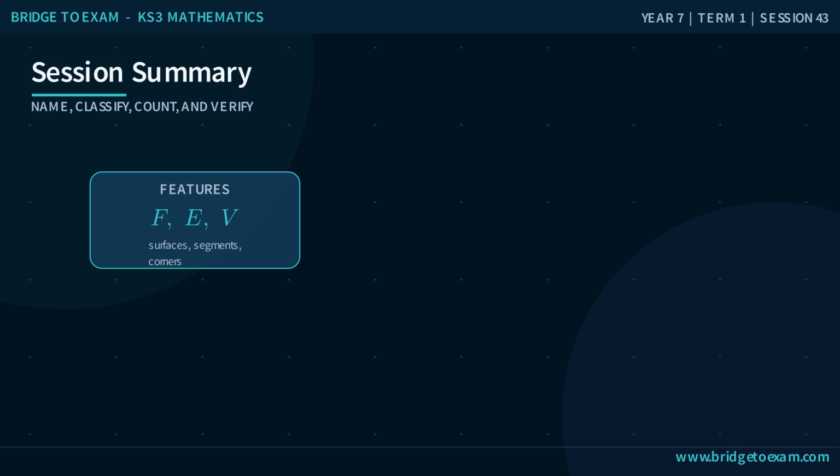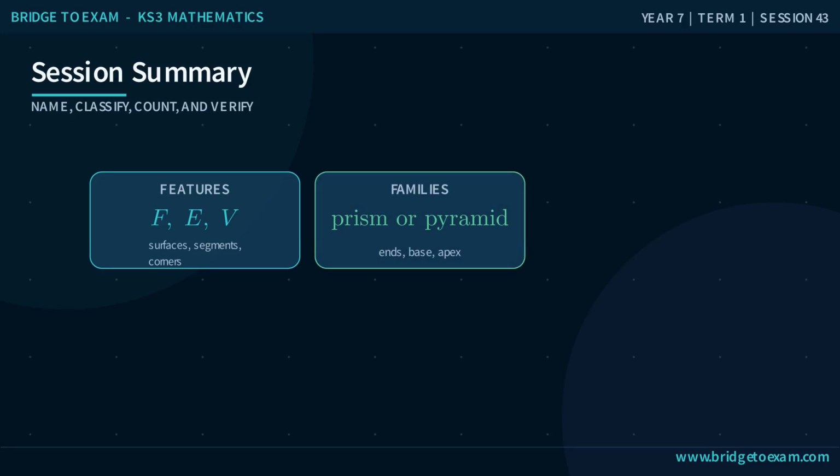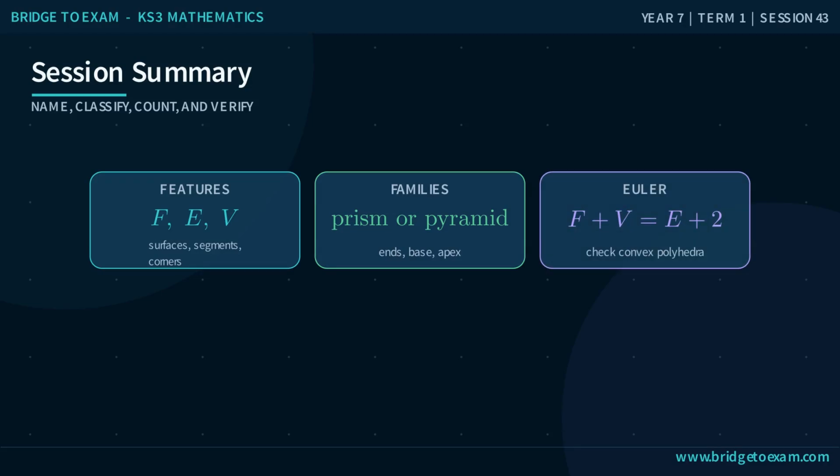Let's wrap up. Faces are surfaces, edges join faces, and vertices are corner points. Prisms have 2 matching parallel ends. Pyramids have 1 base and an apex. Count systematically, include hidden features, and check convex polyhedra with F plus V equals E plus 2.